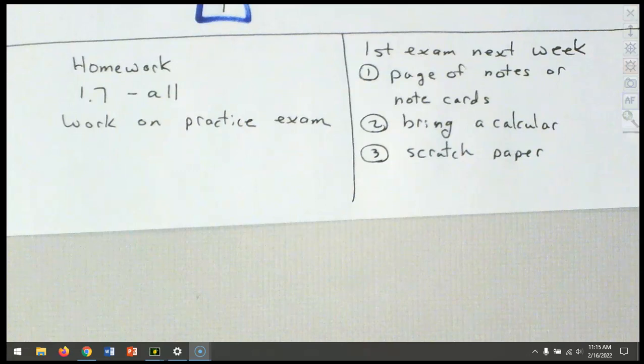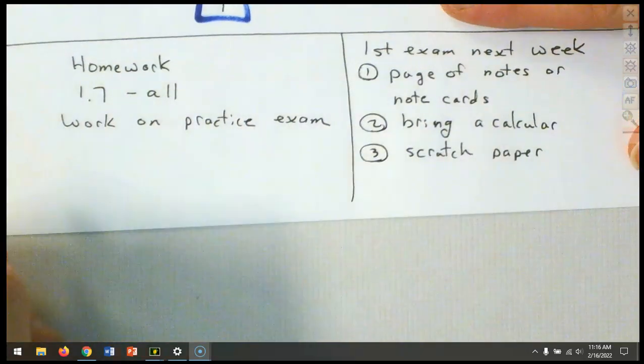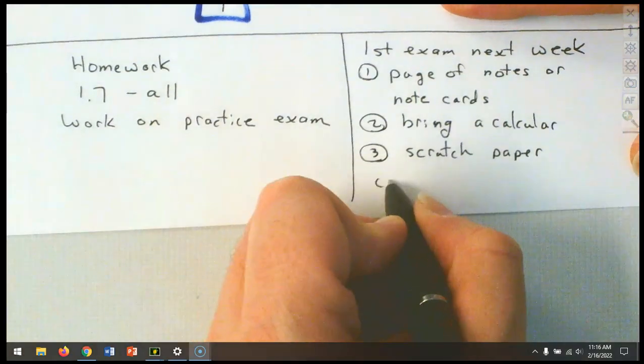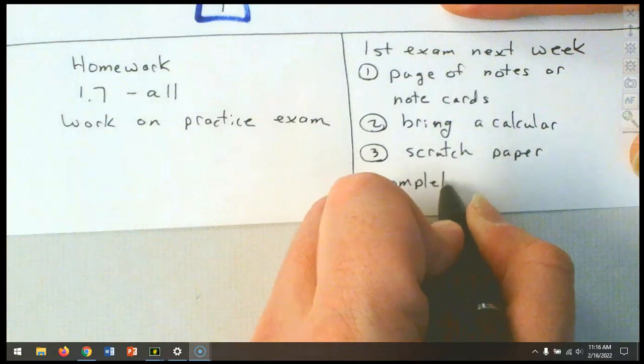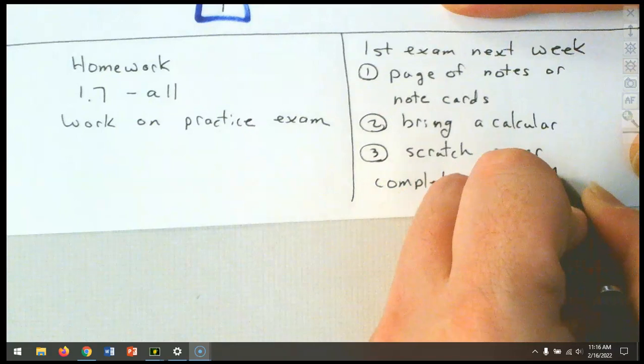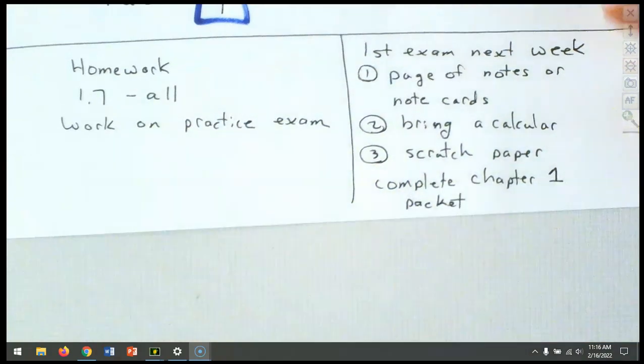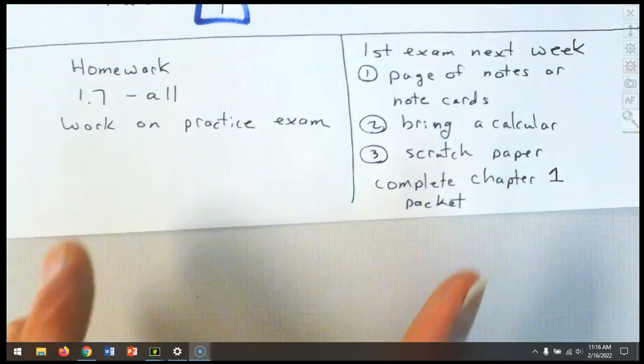Now next week, what else am I going to pick up? I'm going to pick up your entire Chapter 1 packet. So that's what's also going to be due. So next week, you want to bring back your completed Chapter 1 packet. So make sure you bring in that completed Chapter 1 packet.